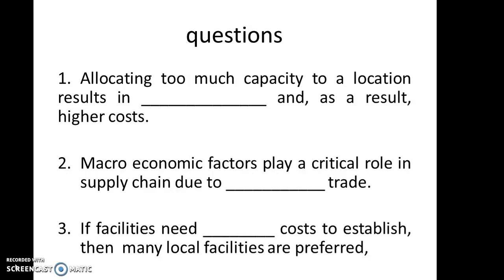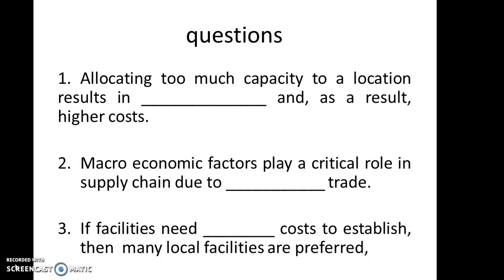The second question, macroeconomic factors play a critical role in supply chain due to dash trade. Macroeconomic factors predominantly affect the supply chain only in case of international trade or global trade. So the answer is international or global.